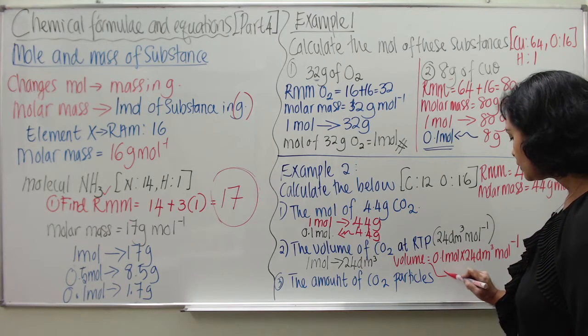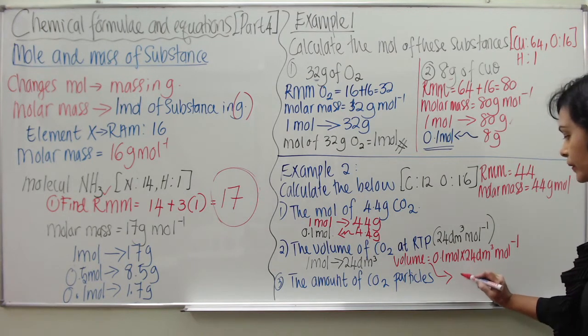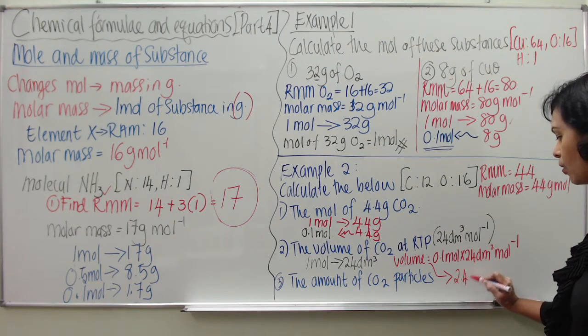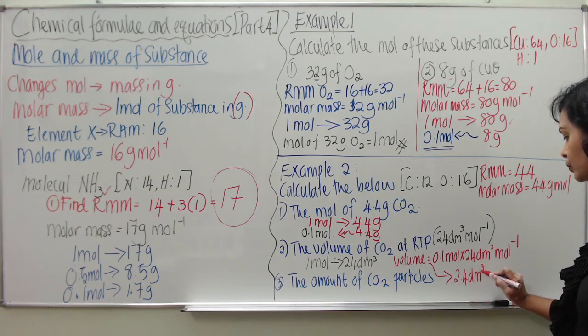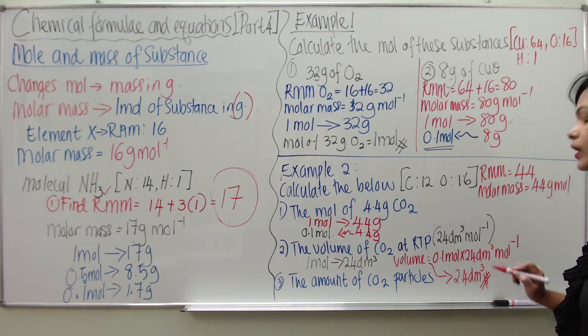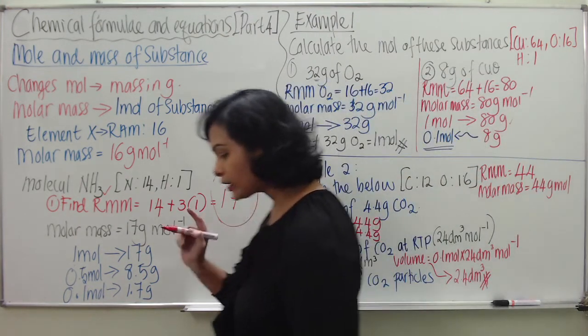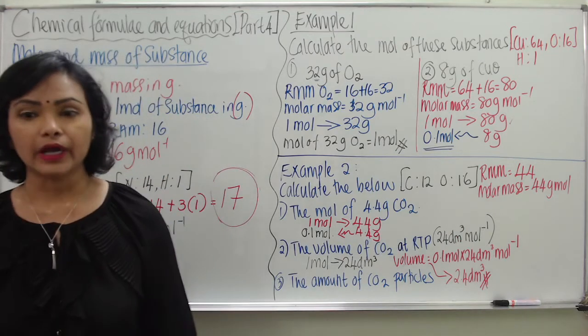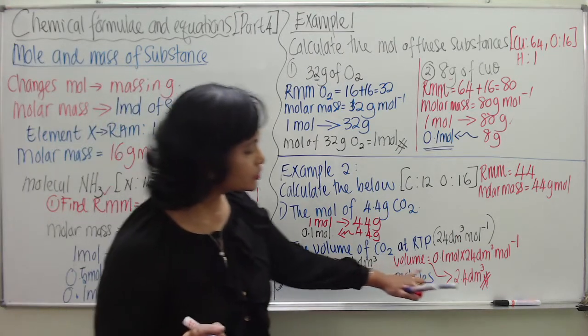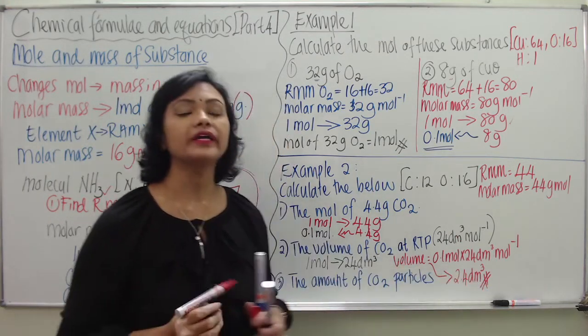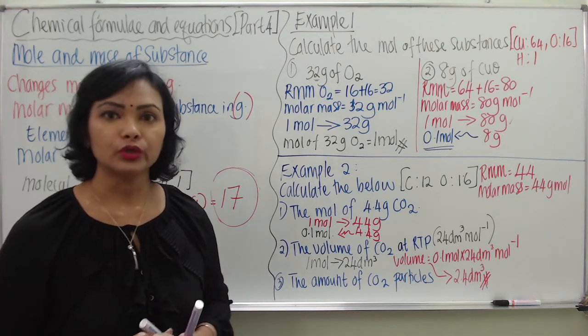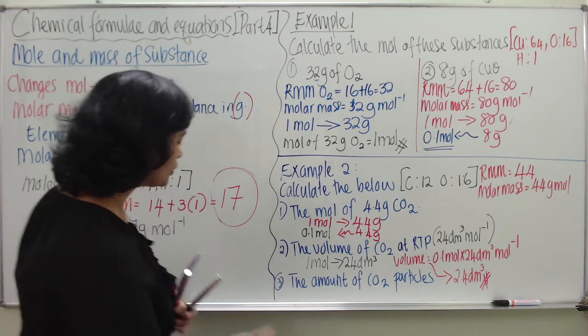So that is the reason why the answer will be 22.4 dm cube for carbon dioxide. This shows that 1 mole of carbon dioxide occupies 22.4 dm cube of volume. Now, let's move on to the next example.